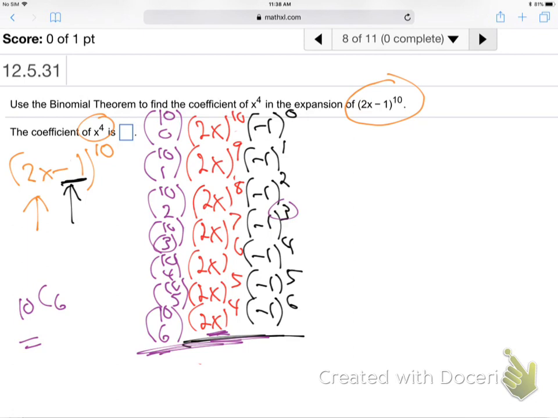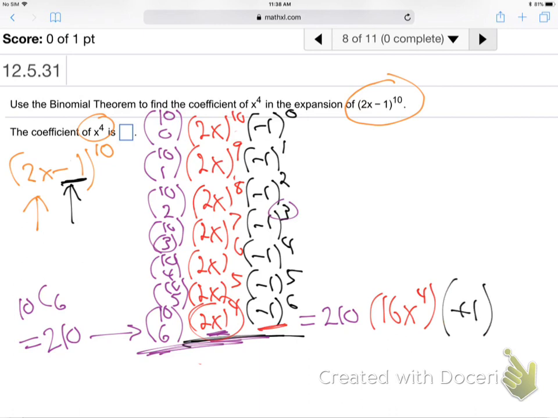210? Thank you. This one's 210. So it'll be 210 times, and then 2x to the 4th, that's 2 to the 4th. Is that 16? And then negative 1 to the 6th. What's negative 1 to the 6th? Just positive 1, regular 1. So multiply those all. What's 16 times 210? Some big number. What is it? 3,360. 3360 x to the 4th.